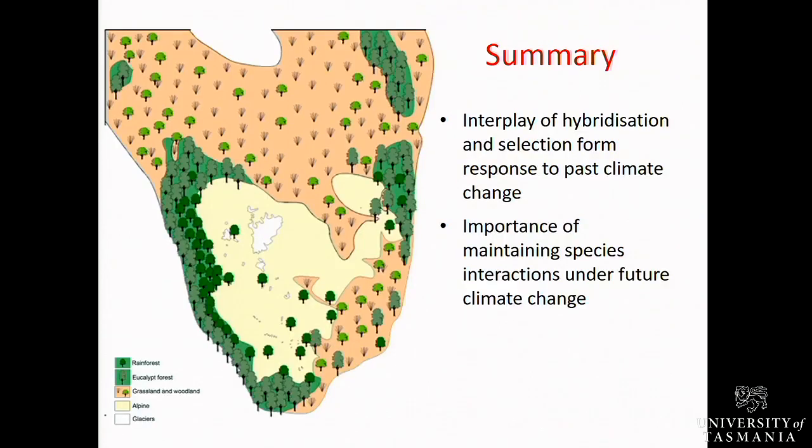So in summary, we found that there's this interplay of hybridisation and selection that's formed this response to past climate change. And I do want to make the point about the importance of maintaining species interactions under future climate change. So allowing hybridisation to occur, because that hybridisation could inject diversity on which selection can act, and even, as Brad described this morning, potentially allow species to migrate using hybridisation as a dispersal mechanism.